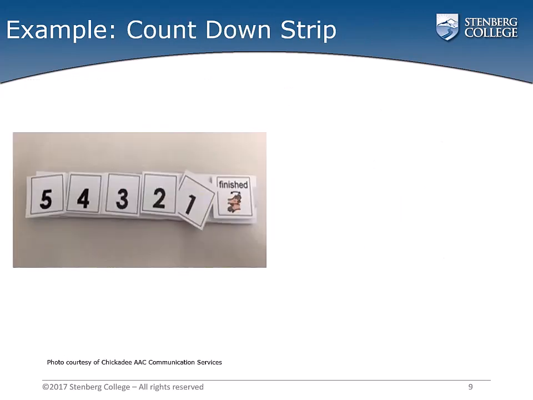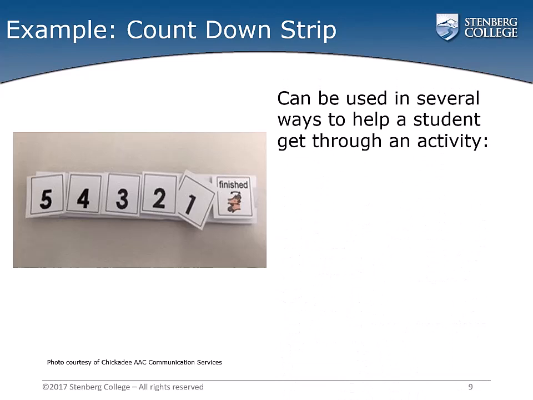Here we have another visual support for giving directions called a countdown strip. A countdown strip is generally used to help a student get through a difficult or unpreferred activity and helps to decrease anxiety by showing them when that activity will be finished. Not knowing if or when an activity will end causes anxiety to rise, which can, as you know, lead to problem behaviors. One way to use the countdown strip looks much like a timer, but one that you can control.